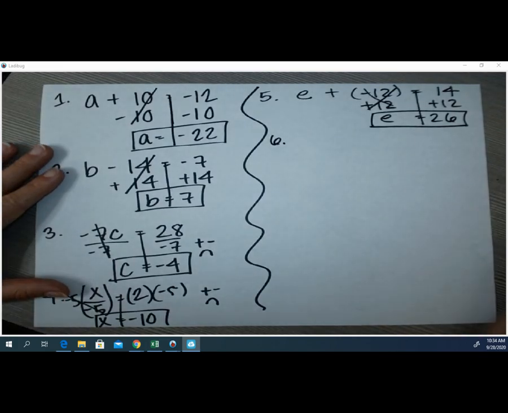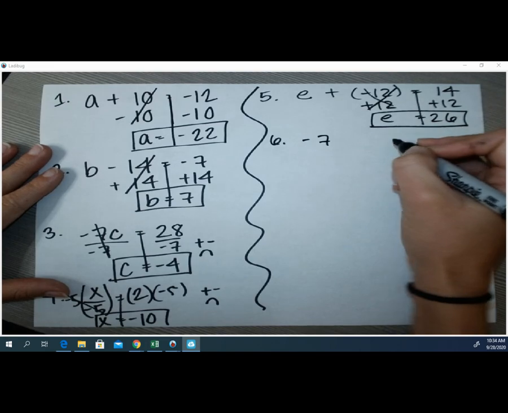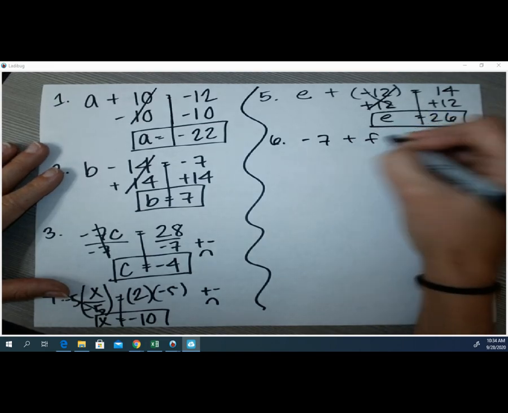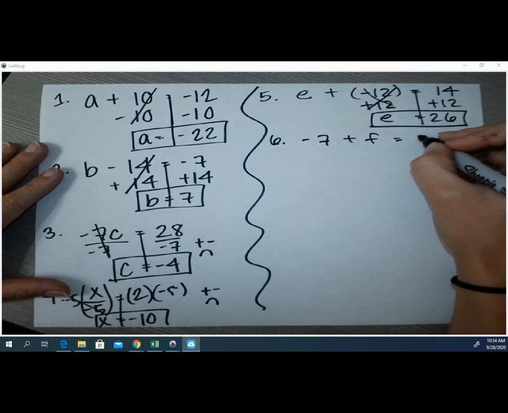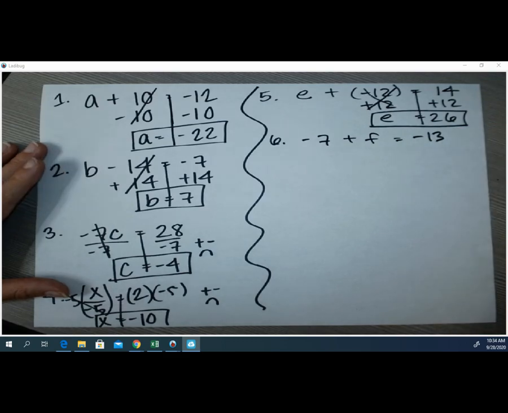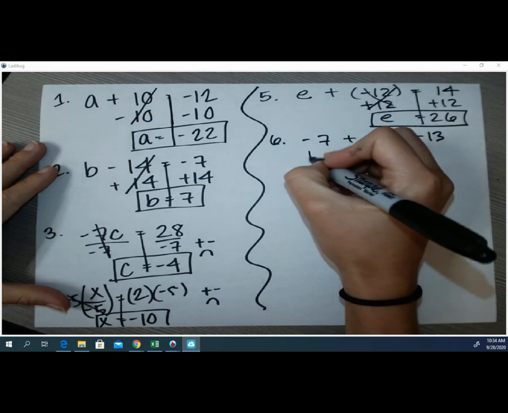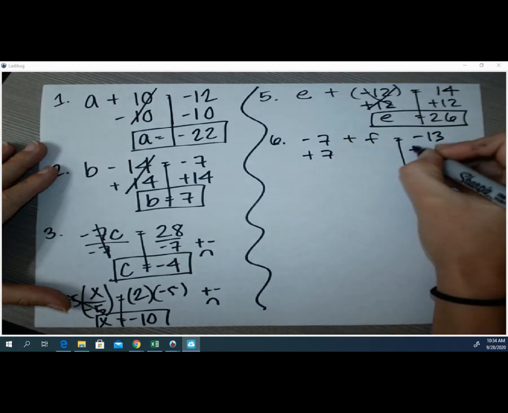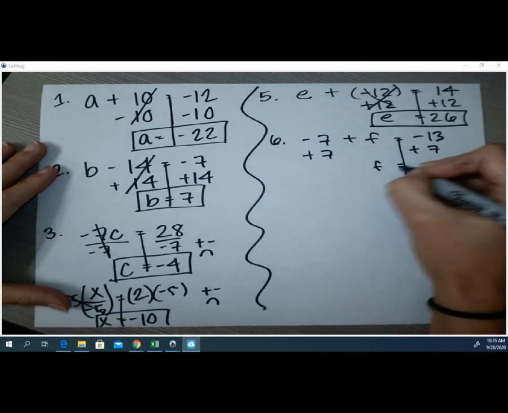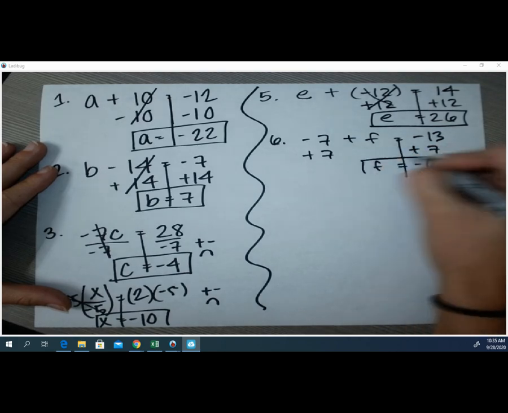Number 6, negative 7 plus F is equal to negative 13. Pause and see if you can determine what F is equal to. Now that you are back, let's check. We're getting to the F. We need to take down all the bodyguards around him. We see a negative 7. What's the opposite of a negative 7? A positive 7. I must add 7 to both sides, and I will get that F is equal to negative 6.